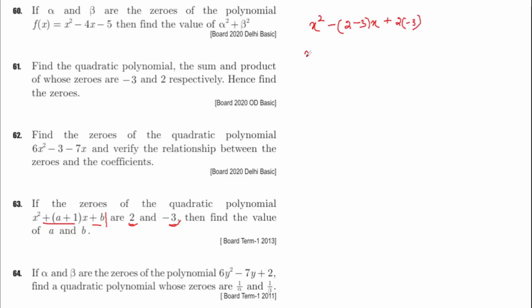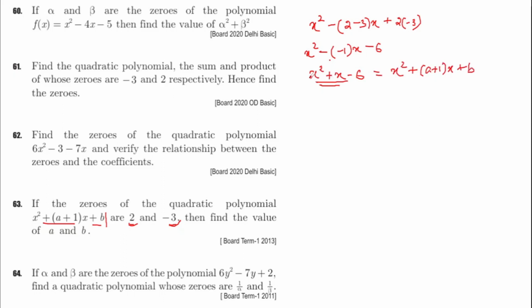Now this will be x square minus (2 minus 3) will be minus 1, so x, and 2 into minus 3 will give you minus 6. So x square minus minus will become plus x and minus 6. So this should be the polynomial. But according to the question, this is equal to x square plus (a plus 1)x plus b.